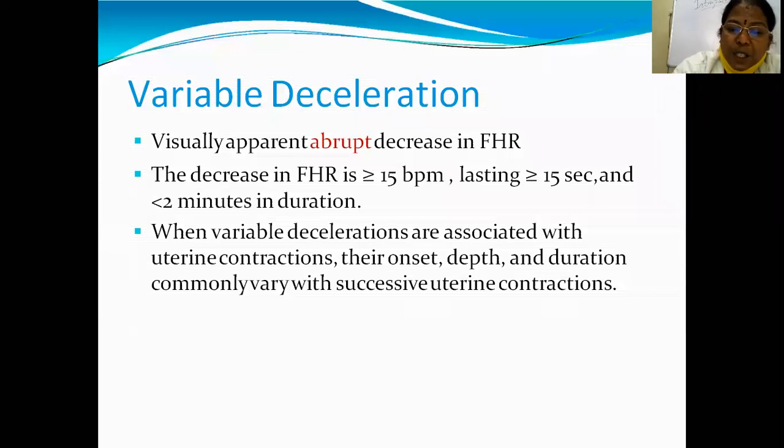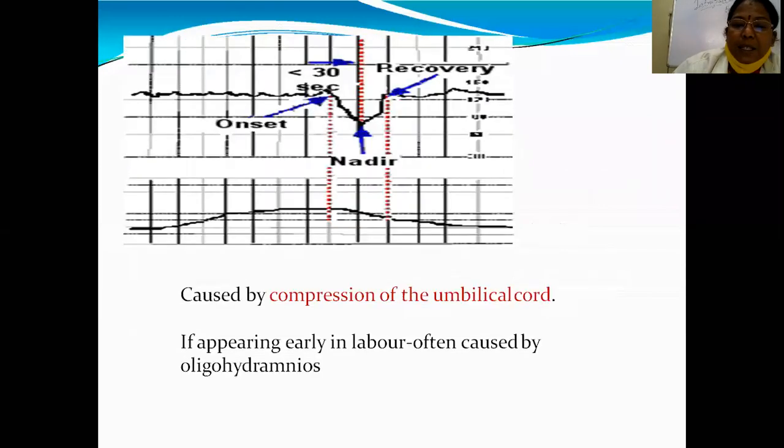When variable decelerations are associated with uterine contractions, their onset, depth, and duration vary with successive uterine contractions. In each uterine contraction, a different pattern is seen. So see, this is the onset, nadir, and recovery of the fetal heart rate, but it has no relation with the contraction, and with each uterine contraction it differs. So this is important. Variable decelerations are more ominous because of the compression of the umbilical cord, and if there is oligohydramnios there can be more chances.